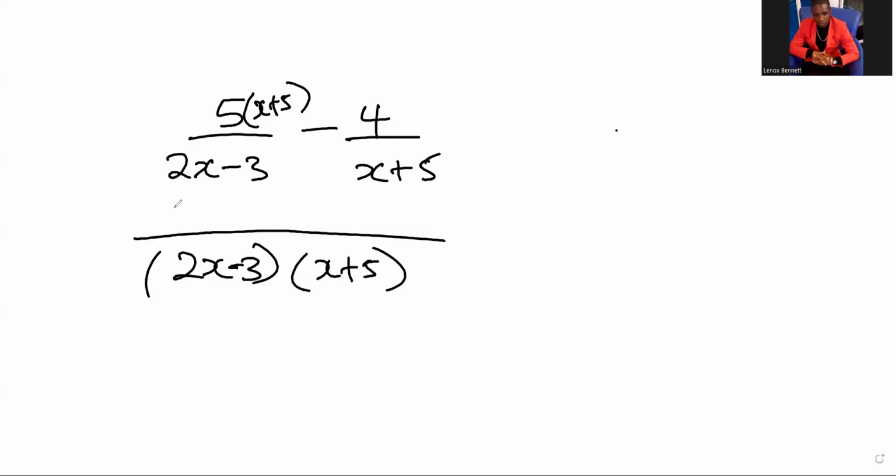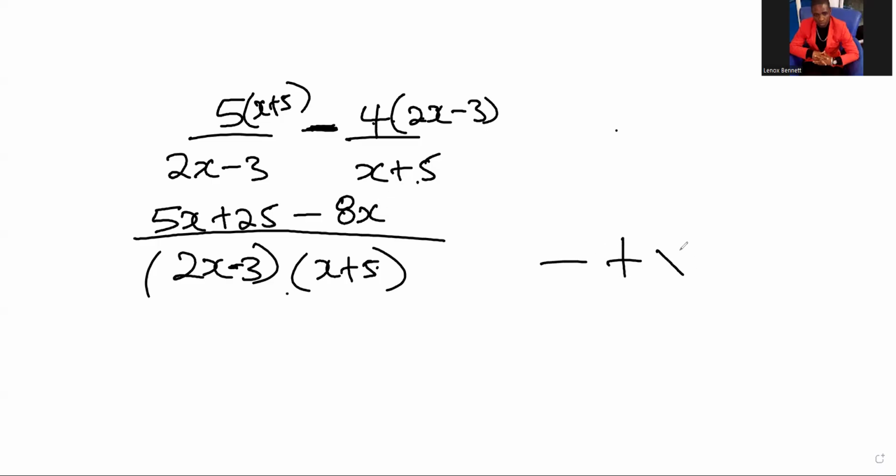And we expand: 5 times x, 5x. 5 times 5, 25. Alright, this into this is going to cancel out, so it's going to leave 2x minus 3. Remember, when we just started this, we said, once there's a minus here, consider this as minus 4. So minus 4 times 2, minus 8x. A positive times a negative, negative.